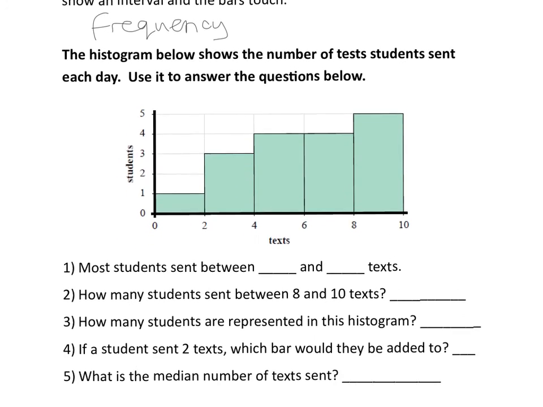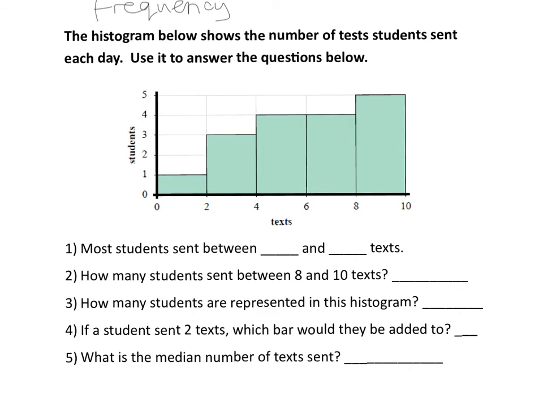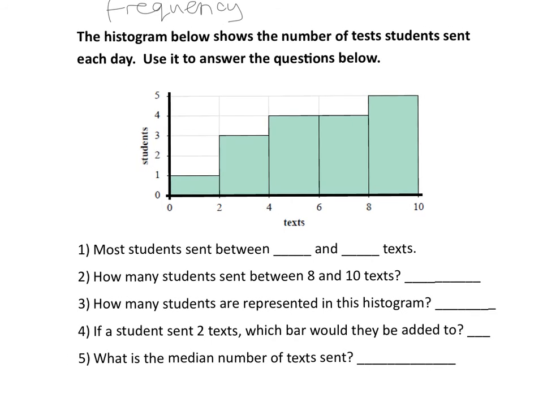Below is a histogram that shows the number of texts students sent each day, and we want to use it to answer the questions below. Now, I don't really like how this is labeled, so we're going to cross off the labels that they've given because it's technically labeled wrong, and we're going to say this first bar is 0 to 1 text, the second one is 2 to 3 texts, then 4 to 5 texts, 6 to 7 texts, and 8 to 9 texts.